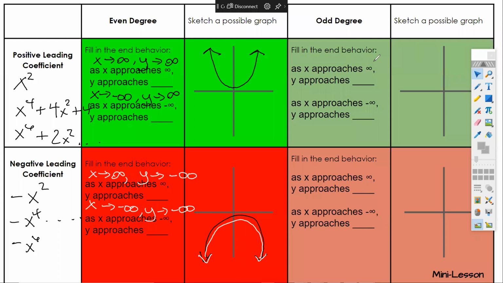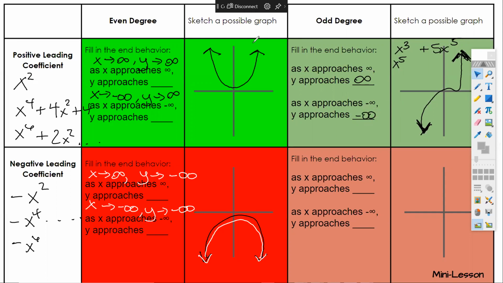All right. So if we have odd degree and a positive leading coefficient, examples would be x to the third, 5x to the fifth, that kind of stuff. These are always going to look roughly like this. Now there may be some more squigglies in between, but all we're really focused on is the end of the function. As x approaches positive infinity, y is also approaching positive infinity, and as x approaches negative infinity, y approaches negative infinity.